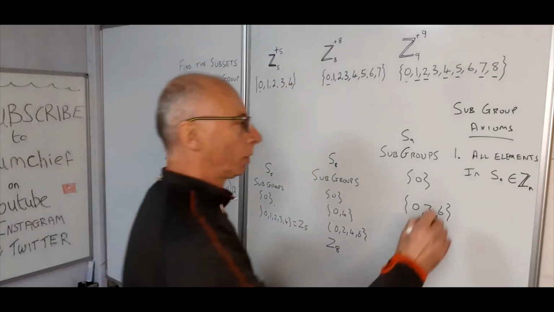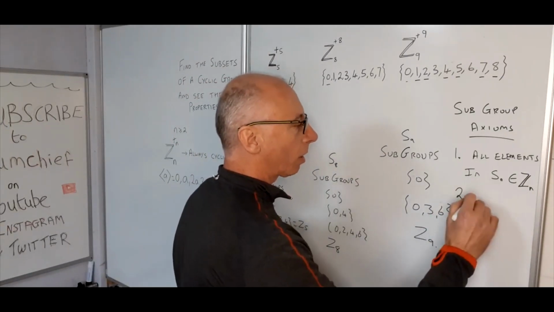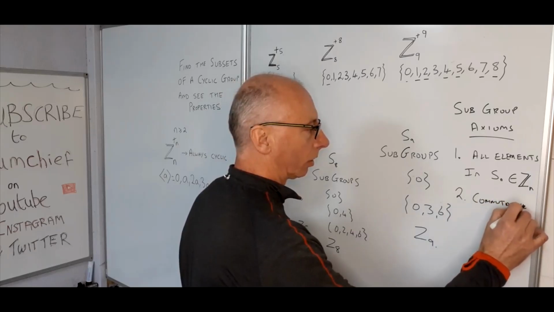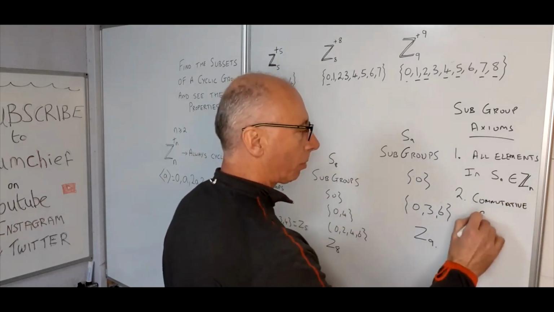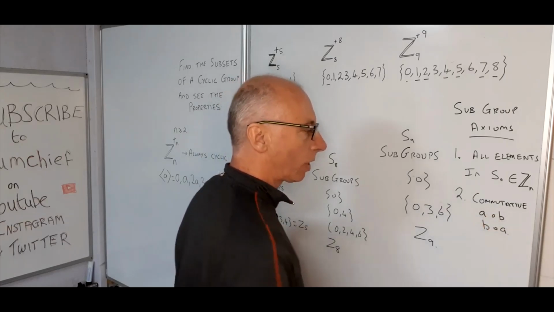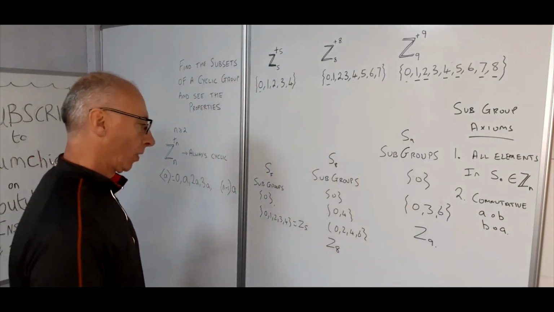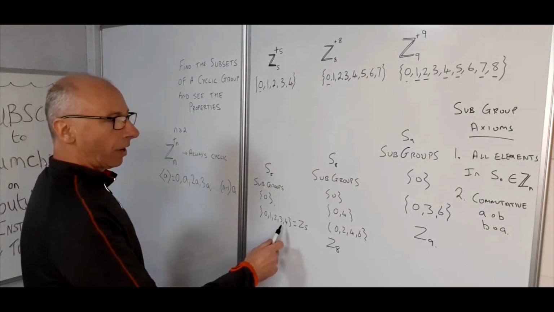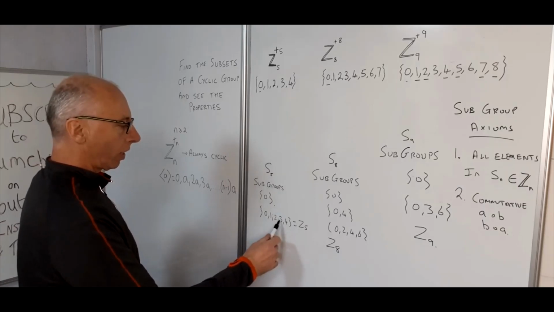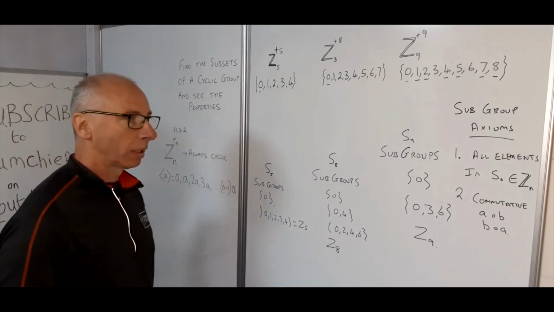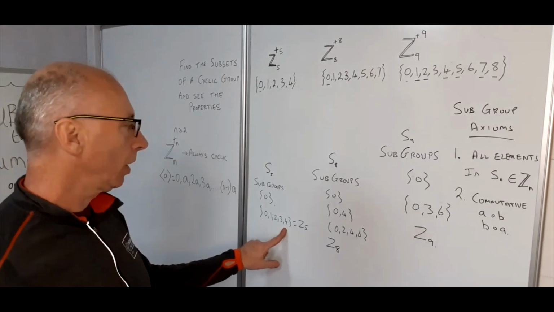Okay, number 2, are they commutative? So is, for example, two elements A and B composed the same as B composed with A in the subgroup? Well, we know composing all of these in Z5 will be commutative. So 1 plus 3 is 4, which is in it. And then 4 plus 2 is 6, mod 5 is 1, which is also in the group. So the commutative rule works for this one.